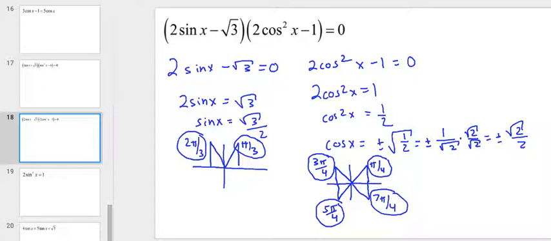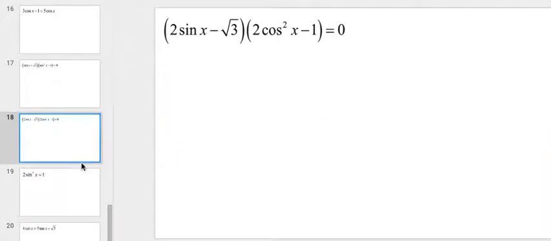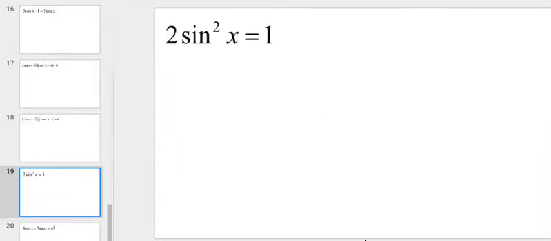All right, almost done. Number 19. So we've got 2 sine squared x equals 1. We'll divide both sides by 2, giving us sine squared x equals a half. Then if we square root both sides, we'll get sine x equals, hopefully this won't be too much of a jump, plus or minus root 2 over 2. It's the same as what happened in number 18. If you square root a half, you get root 2 over 2. And don't forget, when you square root both sides, you should get plus or minus.